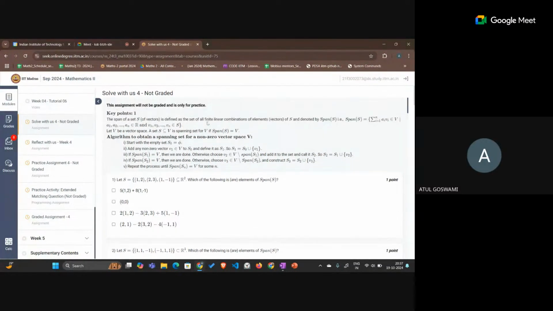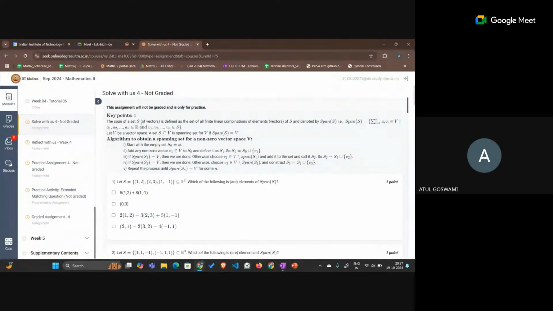Okay. So this is the first question. For this, what concept will be used? The algorithm to obtain a spanning set for a non-zero vector space V. First start with the empty set and then add non-zero vectors. They said if the span of S is V, then we are done. If it is not, then we take one more vector which is independent.